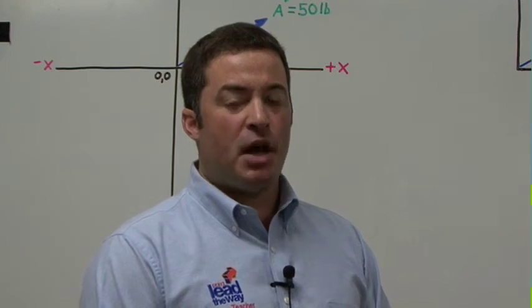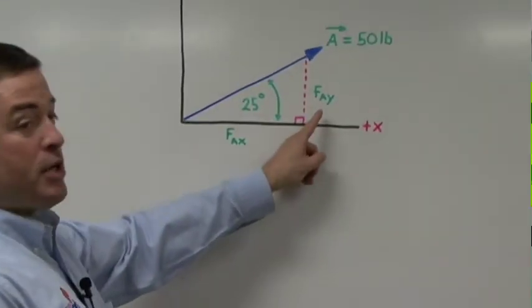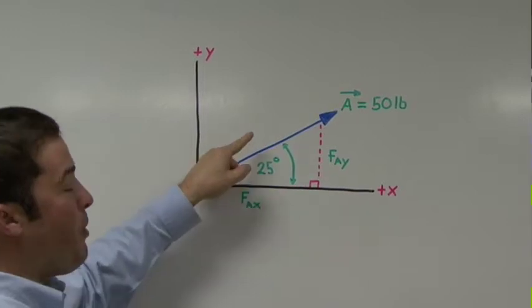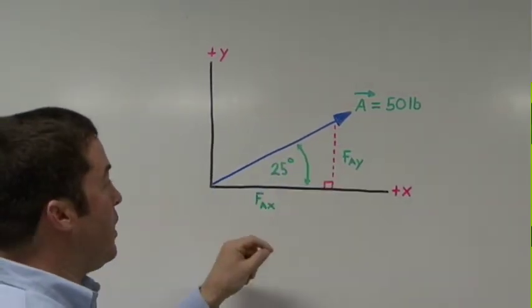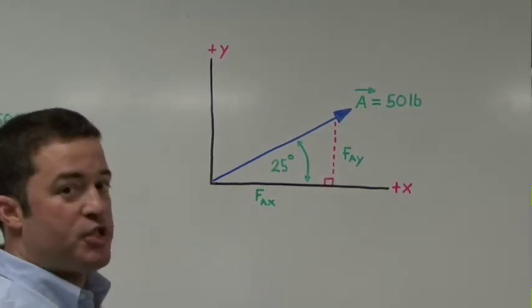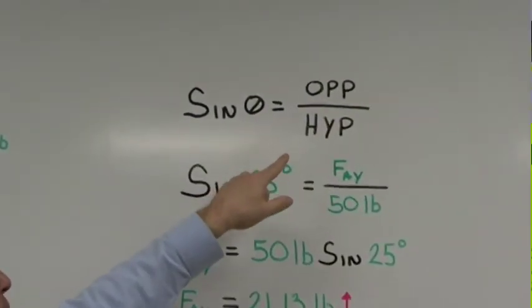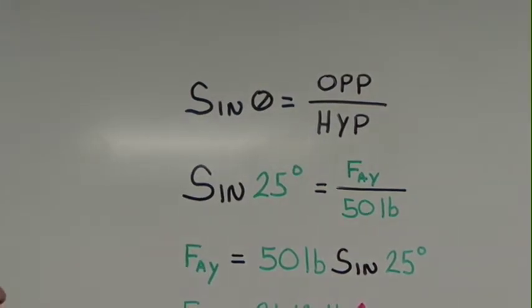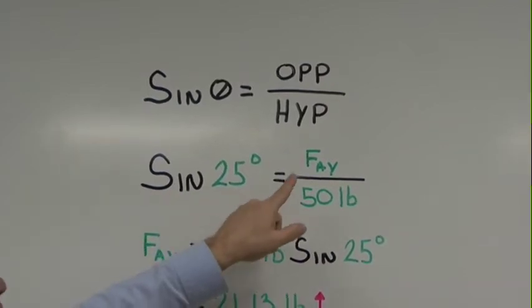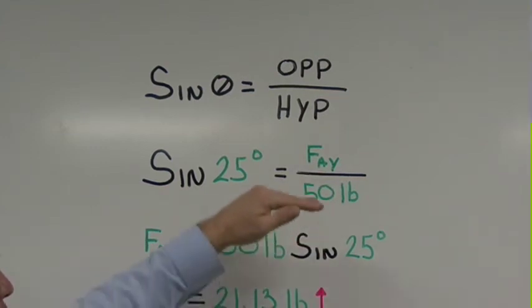At this point, let's solve for the force of A in the y direction. Notice where it is on our right triangle. I have a 25-degree angle. I know my hypotenuse, which is 50 pounds. My unknown is the force of A in the y direction. To do that, I'm going to use sine. Sine equals opposite over hypotenuse. I am going to take the sine of my angle, which is 25 degrees. That is going to equal my unknown, the force of my vector, which is A in the y direction, divided by 50 pounds.